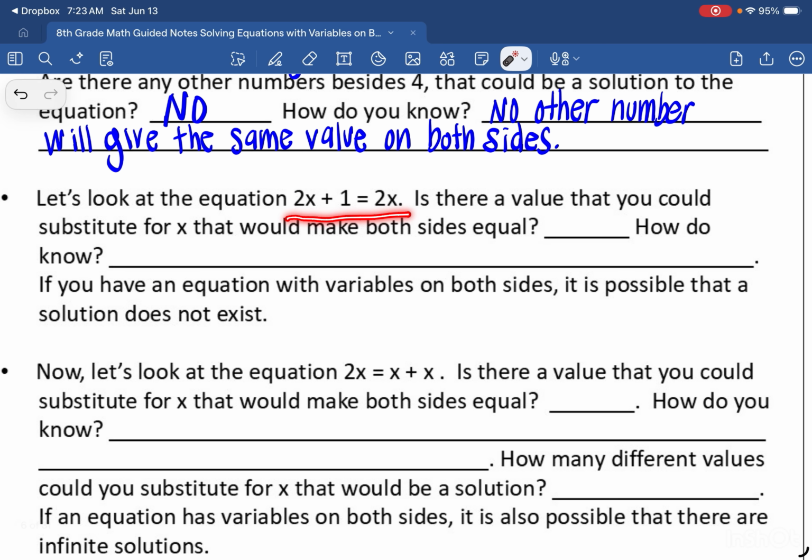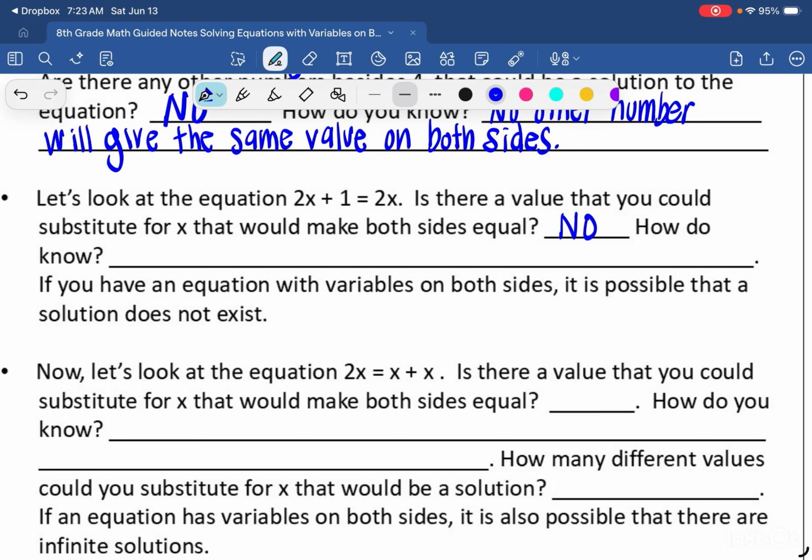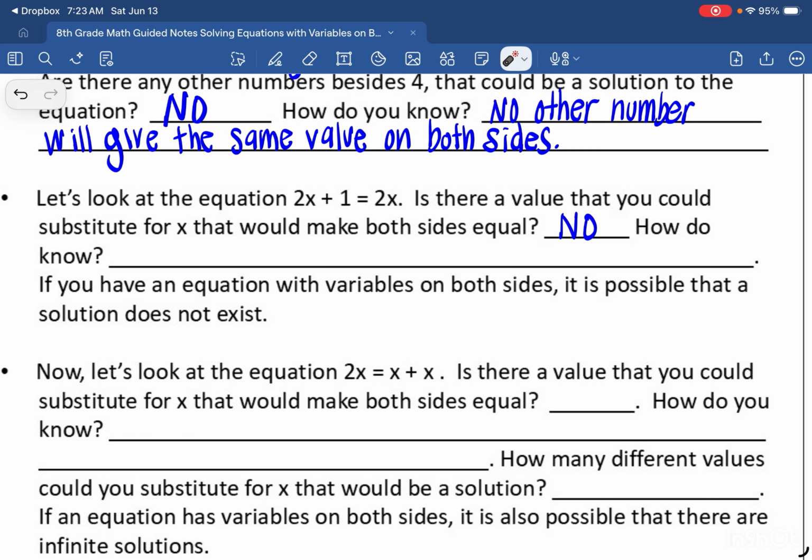2x plus 1 equals 2x. Is there a value that you could substitute for x that would make both sides equal? So I put a number for x, multiply it by 2 and add 1, and then make it equal 2 times that value. Is that going to work? The answer to that is no. How do I know? This left side will always be 1 more than the right side.